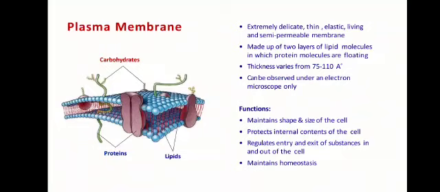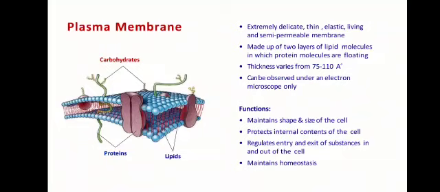It is extremely delicate, very thin, elastic and living. Its special character is that it is a semi-permeable membrane. It is made up of two layers of lipid molecules in which protein molecules float. The thickness of the plasma membrane varies from 75 to 110 Angstrom. The plasma membrane can be observed only under the electron microscope.